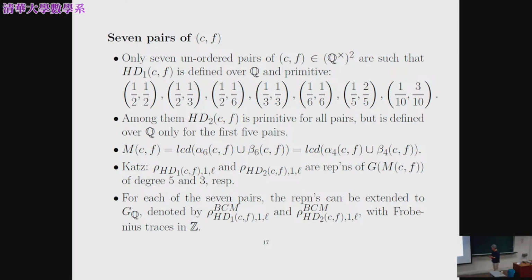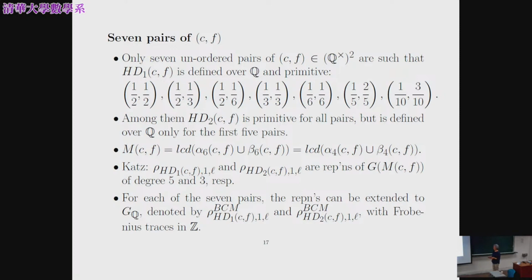Okay. And also for the 7 pairs, the level for the first datum and the level for the second datum agree, so that's nice. And the CATS representation that we know attached to the first datum has degree 5, and the one attached to the second datum has degree 3.